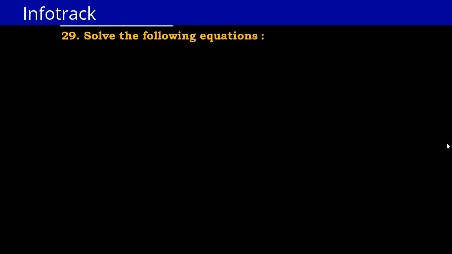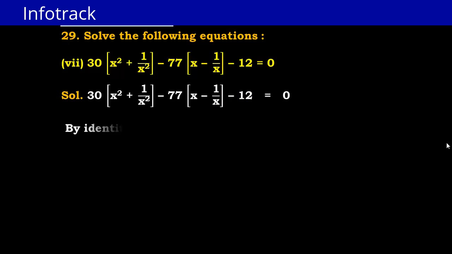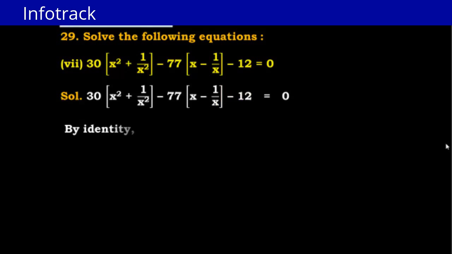Solve the following equations. Question number 7. The equation is given as 30 into x square plus 1 upon x square, minus 77 into x minus 1 upon x, minus 12 is equal to 0. Now see student, we can observe this expression x square plus 1 upon x square. We have to first find the value of this, and for that we can use an identity. You have to assume a variable for this term.